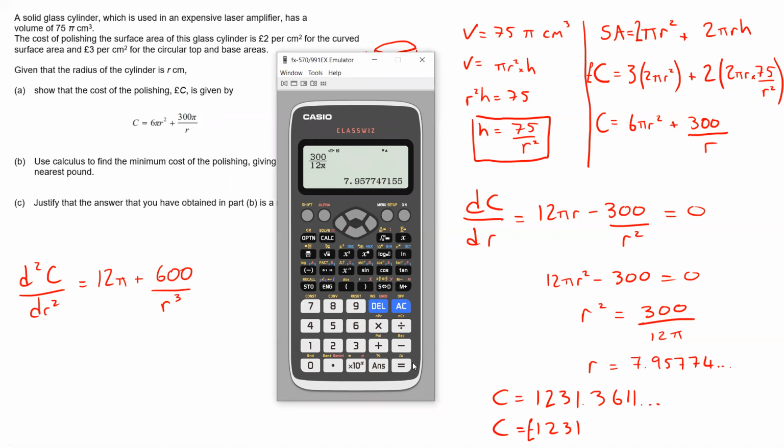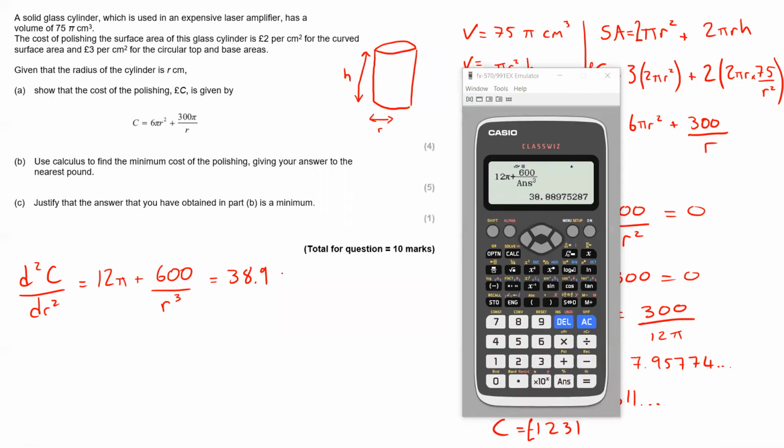Now, there is a cheating way to do this in your calculator. I'm just going to put it in first to show you. So 12 pi plus 600 divided by ans cubed. So this is positive, therefore this whole thing is a minimum. So this is equal to 38.9, which I'm going to justify here. This is a positive number, which implies min. That gets me the point.